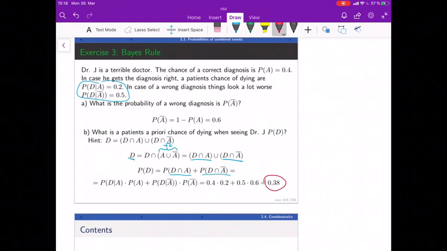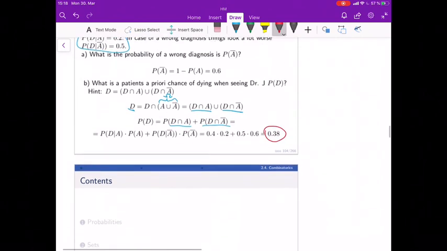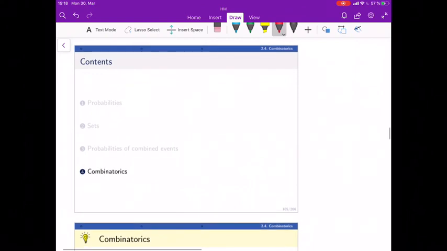Great, excellent. So using all this, we're gonna take another step. Now we want to go into combinatorics, and I'll tell you all about it in a minute.